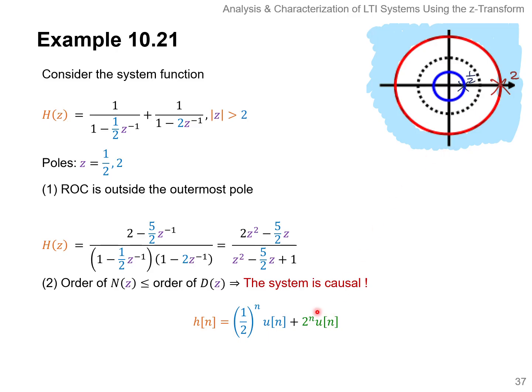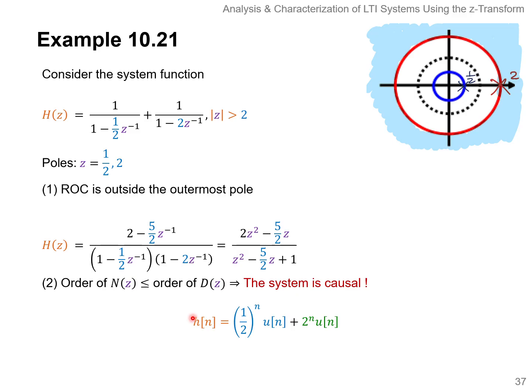Then we rewrite h of z as a ratio of two polynomials. From this form, we can see the order of the numerator is not higher than the order of the denominator. This means h of z is finite at infinity. So the system is causal.